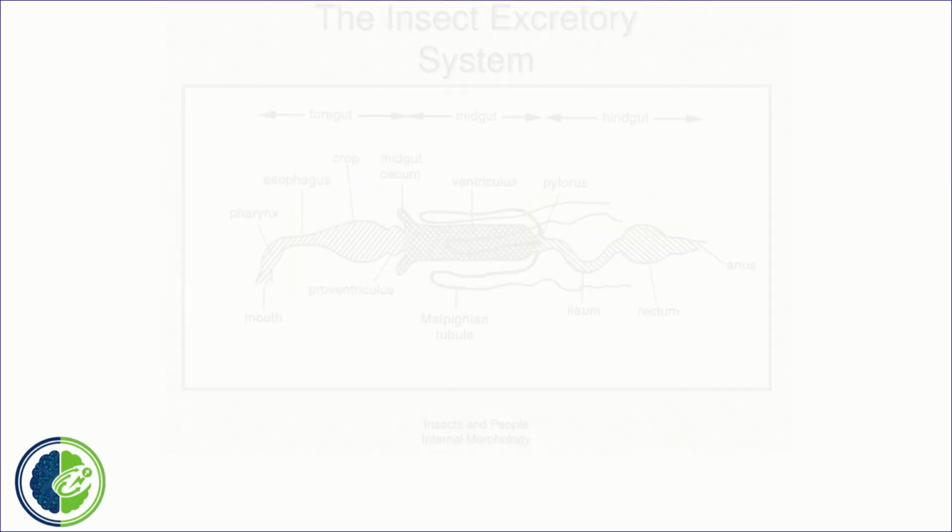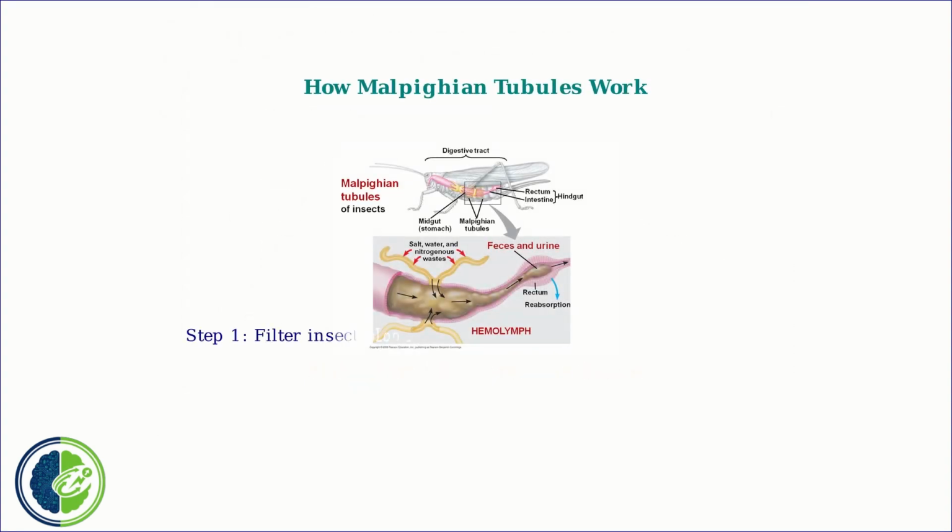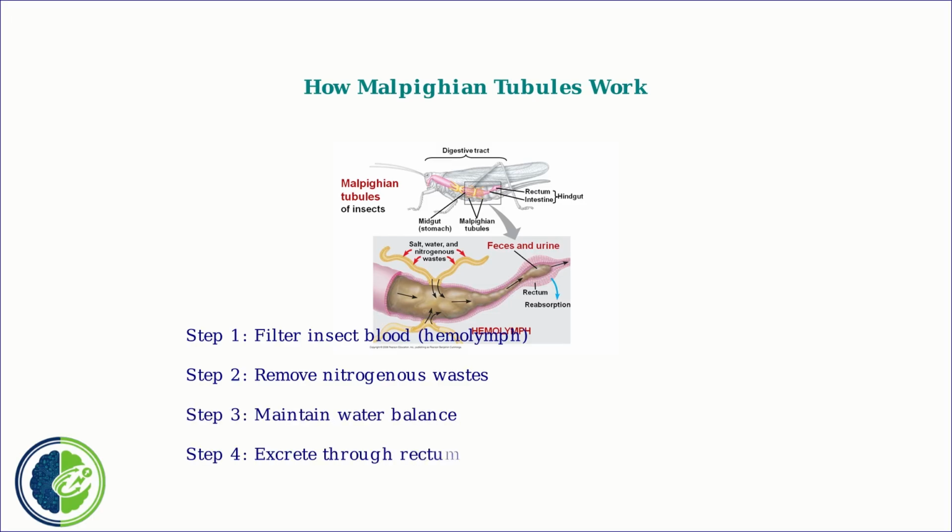Let me show you a more detailed diagram. Here, you can see exactly where these Malpighian tubules are located in the insect's body. They connect between the midgut and hindgut. Now, how do these tubules actually work? They filter the insect's blood, which is called hemolymph. They remove toxic nitrogenous wastes and help maintain the perfect water balance in the insect's body.